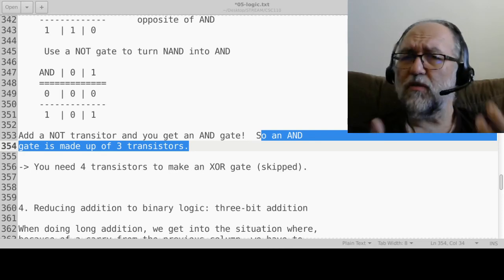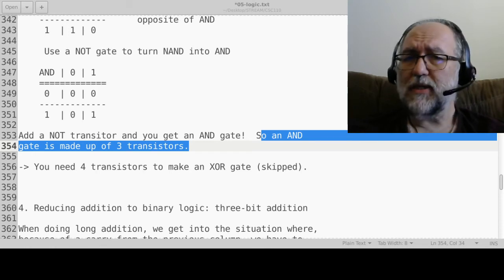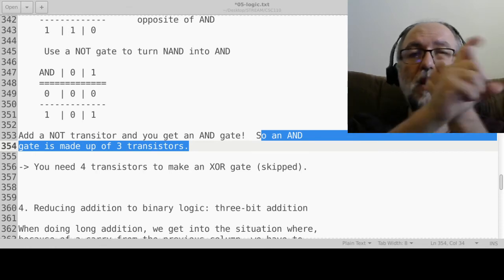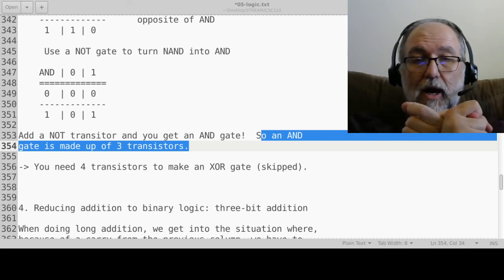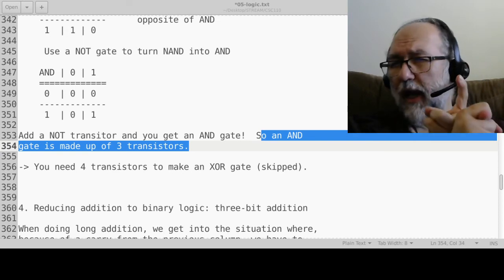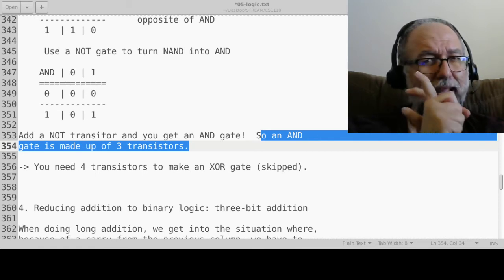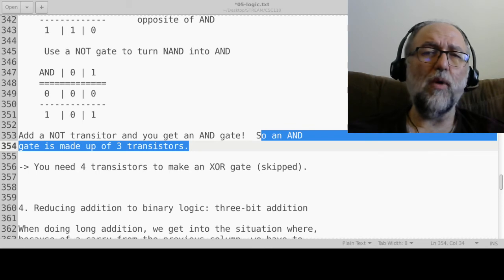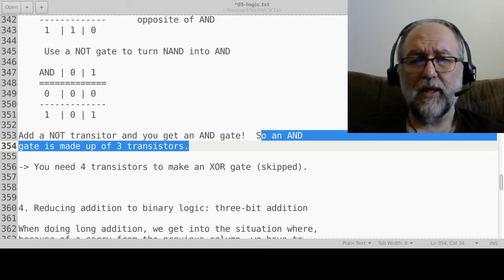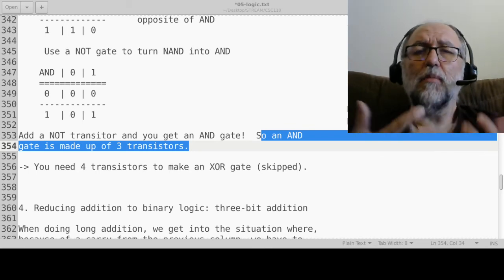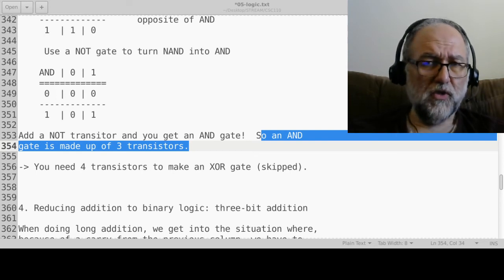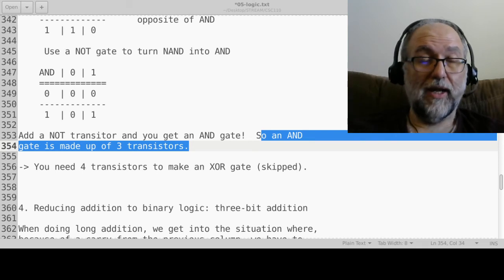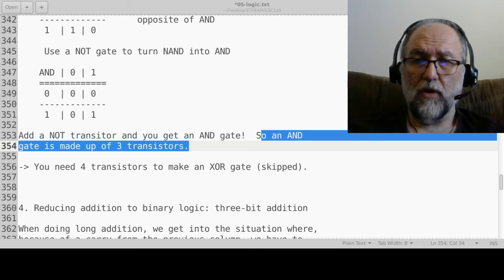So these are really simple devices. Let's go through them. I built a NOT gate out of 1 transistor. I built an OR gate out of 3 transistors. I've built an AND gate out of 3 transistors. And I'm going to skip the exclusive OR because I don't want to overwhelm you. I just want to give you an appreciation for how this works. The exclusive OR is a little bit more complicated. You need 4 transistors to build an exclusive OR.